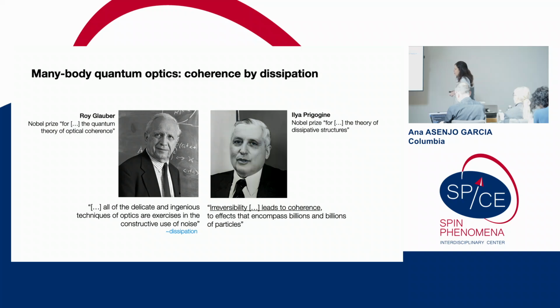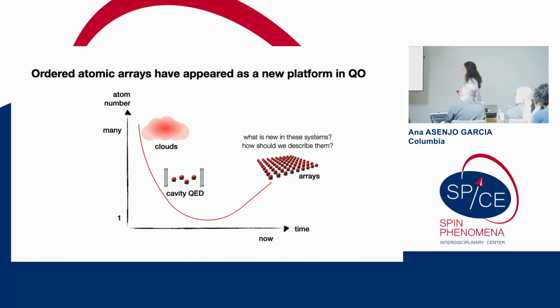And then Ilya Prigogine, in one of his books, writes that irreversibility gives rise to a plethora of phenomena, in particular it leads to coherence, to effects that encompass billions and billions of particles. So he's interested in how systems that are out of equilibrium may develop coherence precisely because of irreversible processes. Okay, so that's maybe the most philosophical slide. The next slide may actually answer Jamir's question, why now? The reason is, as I said before, back in the day in quantum optics, people cared about clouds of many, many particles, but they are difficult to understand theoretically, and also many of the interesting effects are washed out. And also, of course, since the 80s or maybe before, people learned how to manipulate or to place atoms in cavities.